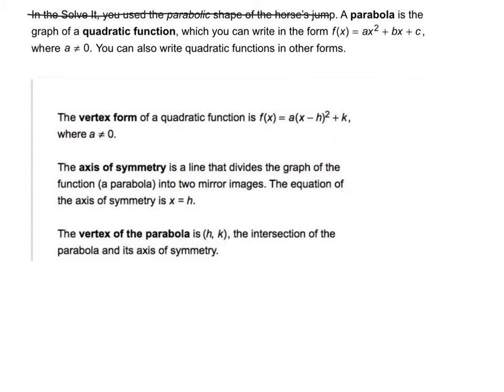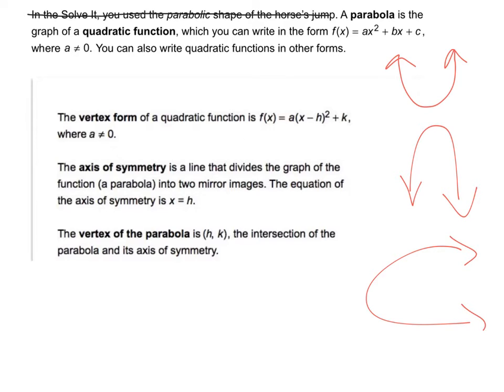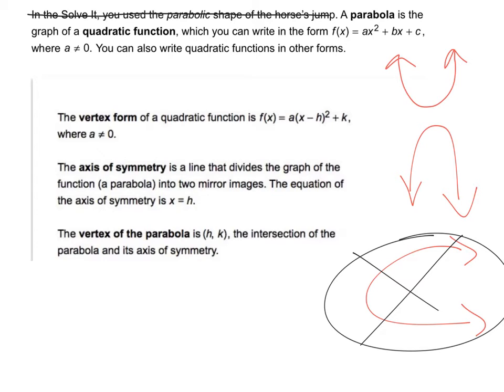I've mentioned the word parabola a couple times already, and a parabola is basically the graph of a quadratic function. So anytime I say parabola, you should be thinking a U shape. That can either open up or open down. It cannot open sideways. What I just drew here is not a quadratic. That would not pass the vertical line test, so it's not even a function. So quadratics are U-shaped graphs that open up or down.